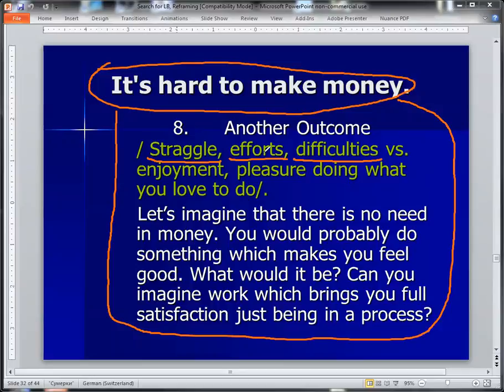Can you imagine work which brings you full satisfaction, just being in the process? Yeah? So you see that we are switching. As a result, we were talking about money, we moved to the deeper, real purpose of that, and then we slowly switched it. And as a result, now we are talking about being happy or having pleasure, it's like sleight of mouth. We are already talking about that particular goal, which is also a goal.